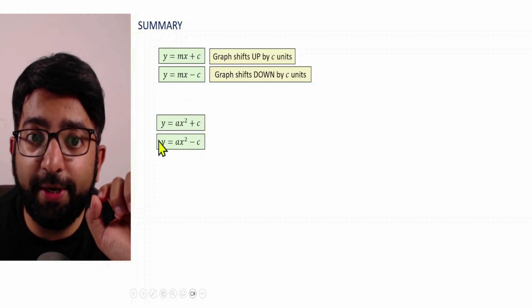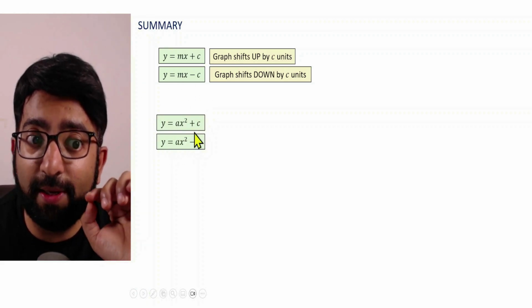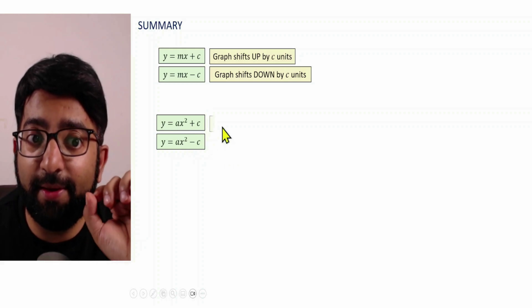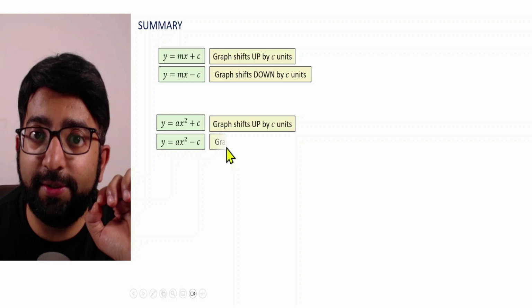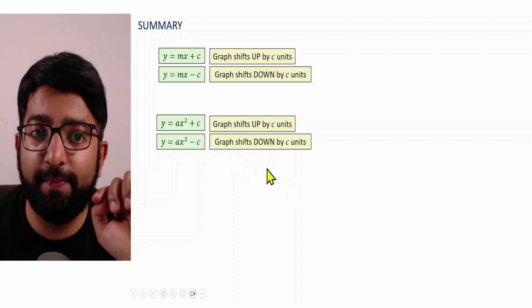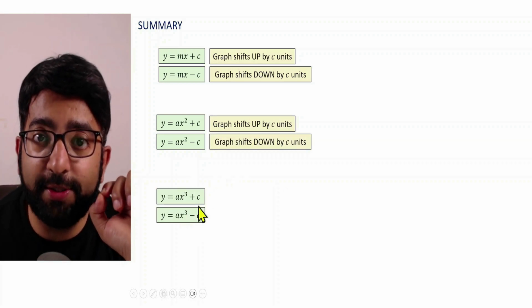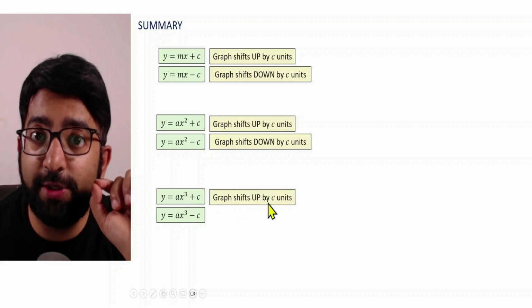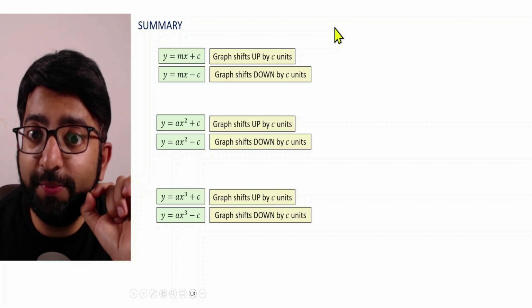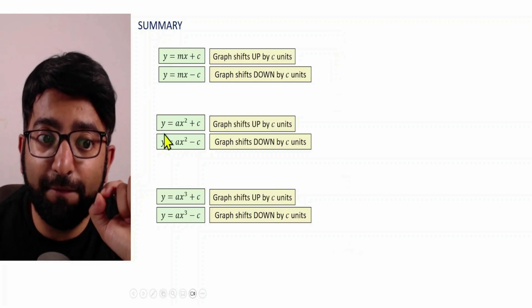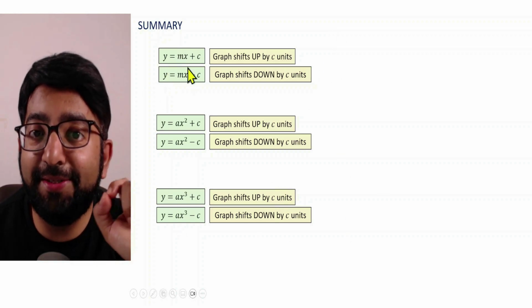Similarly, in the quadratic equations of this form, if you are adding something, so ax square plus c, in this case, the graph shifts up by c units, and ax square minus c, the graph shifts down by c units. Same thing we do with the cubic equations. If we are adding something, the graph will shift up, and if we are subtracting something, the graph shifts down. Now, please observe something very carefully. All of these equations start with y is equal to something.